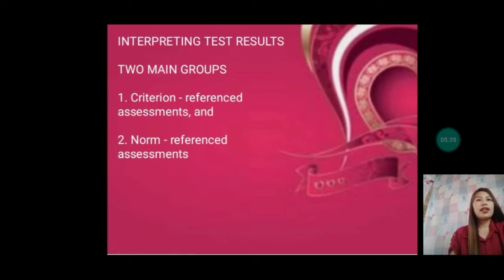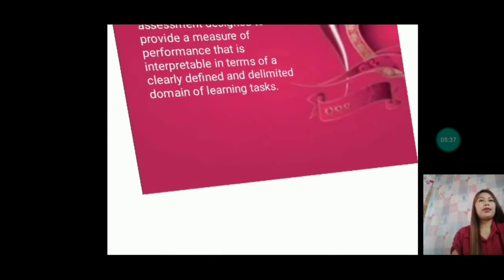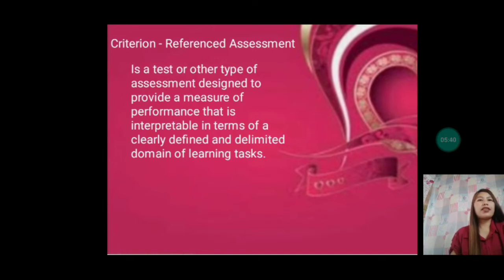So next, interpreting test results. There are two main groups of interpreting test results. The first group is criterion-referenced assessments, and the second one is norm-referenced assessments. A criterion-referenced assessment is a test or a type of assessment designed to provide a measure of performance that is interpretable in terms of a clearly defined and delimited domain of learning tasks.